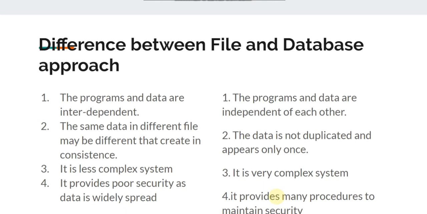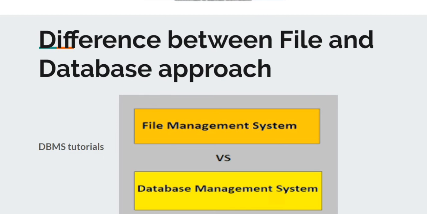Security is a very big issue for data. So that's all about the database approach and the file management system. The file management system is a very poor management system. That is why we have introduced the database system, and the database management system provides us a lot of advantages. We can easily update the data and easily delete the data because data is present in one place, while in the file system data is widely spread.